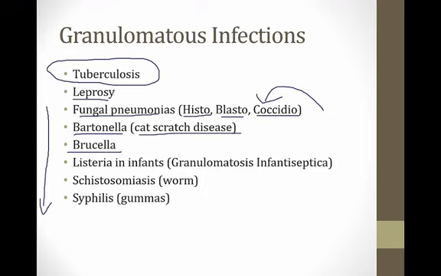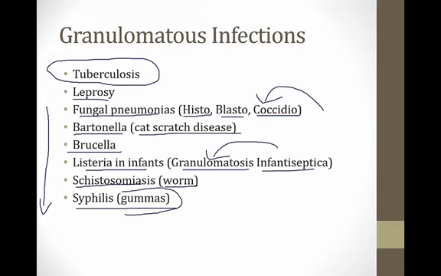If a baby gets a listeria infection from the mother, they can form granulomas diffusely in their body. This condition is called granulomatosis infantiseptica, and it's got the name granuloma in the title, so that's easy to remember. And these babies will have granulomas all over their bodies. They usually don't survive. Schistosomiasis, which is a helminth or worm infection, can cause granuloma formation. And finally, syphilis can cause granuloma formation.